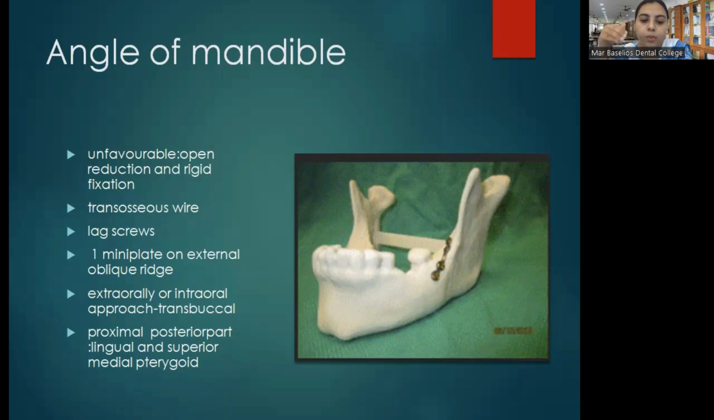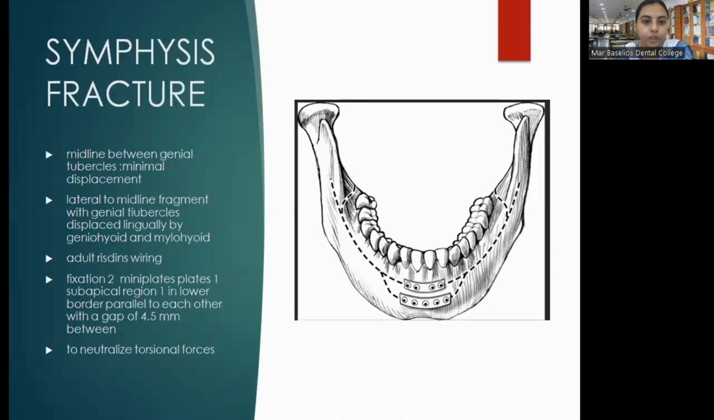Also, in angle fractures, the proximal posterior part usually gets displaced lingually and superiorly due to the action of the medial pterygoid muscle. Now, when coming to symphysis fractures, since it is the midline between the genial tubercles, there will be minimal displacement. While lateral to the midline, the fragment with the genial tubercles is displaced lingually by the geniohyoid and mylohyoid muscles.